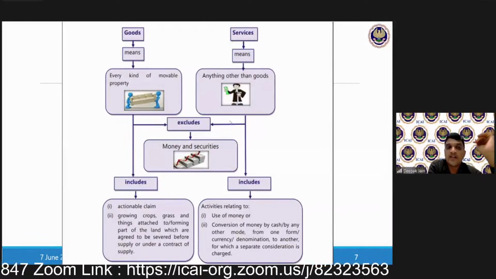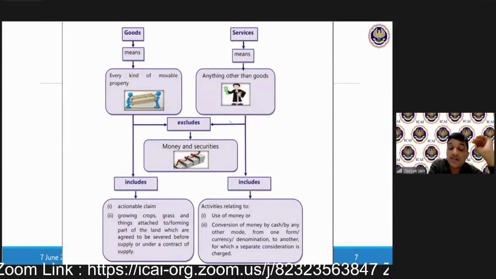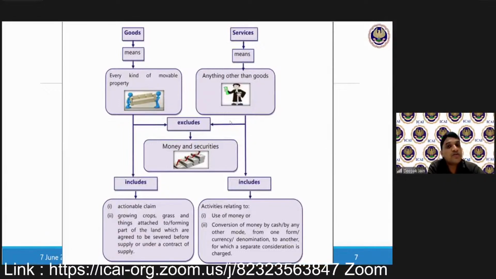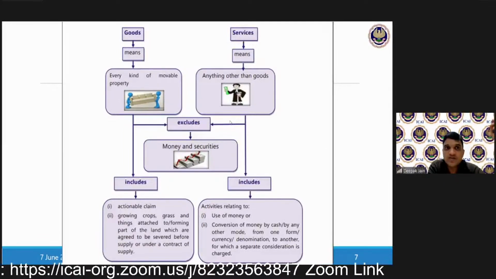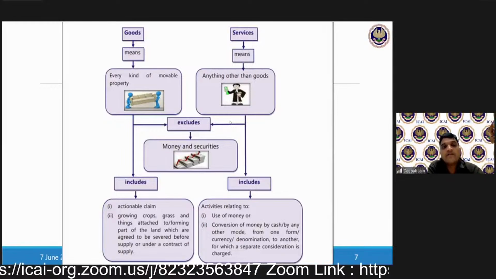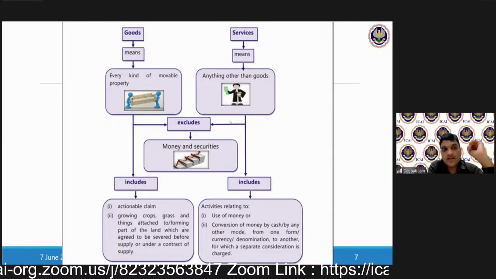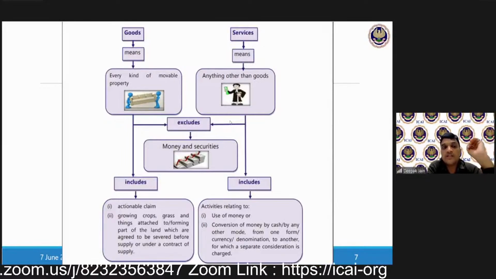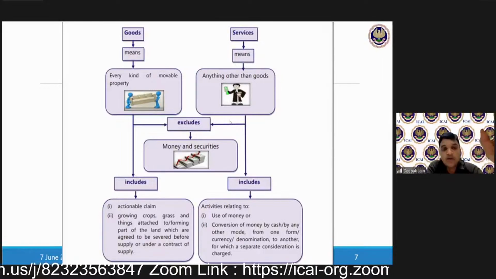Okay, क्या बोलता है goods? क्योंकि हम जब सब जगह GST बोलते हैं, it should be supply of goods or services. So, what is the definition of goods? Goods means every kind of movable property. Okay, goods means every kind of movable property.